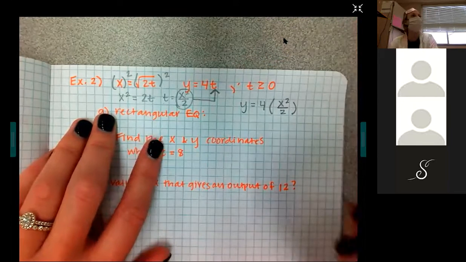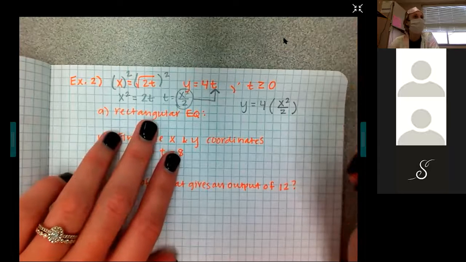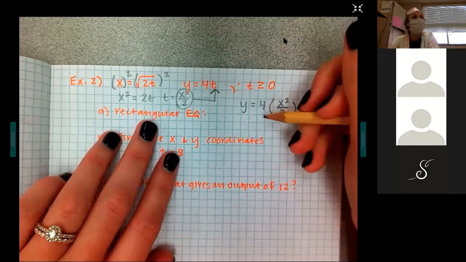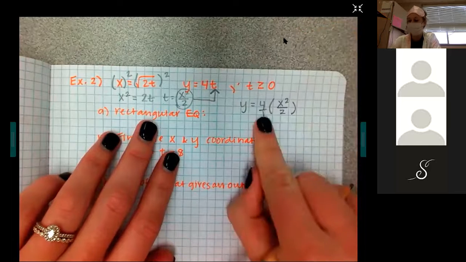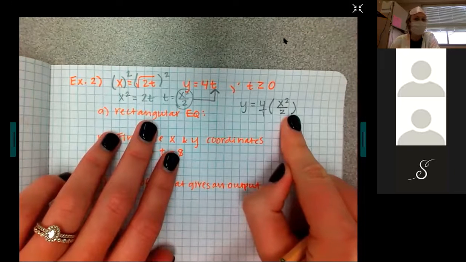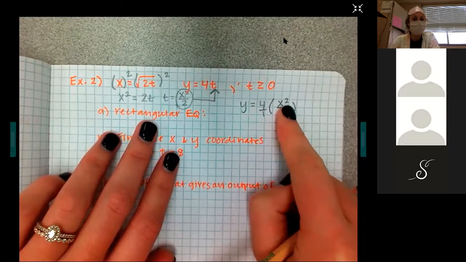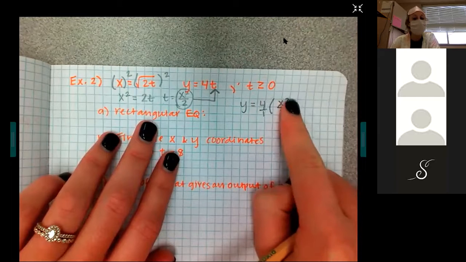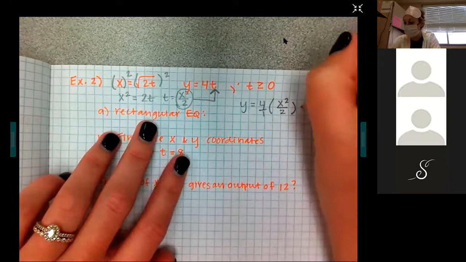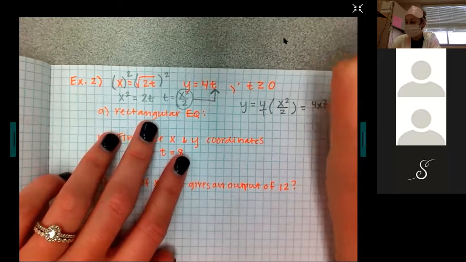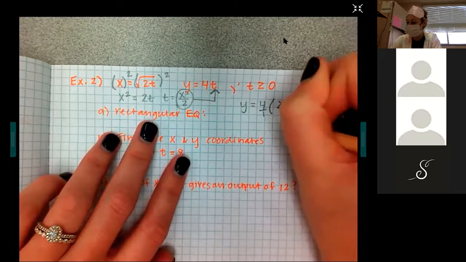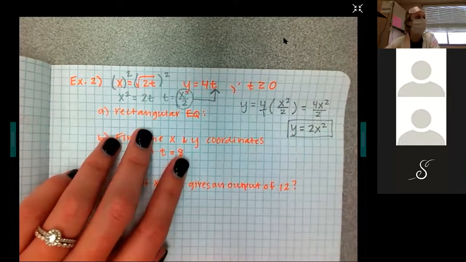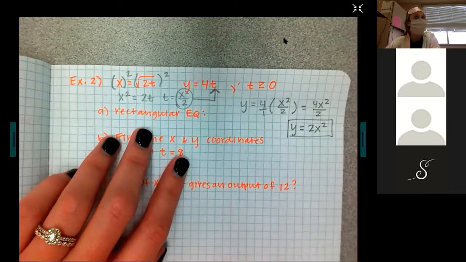And then this is where some of y'all messed up. So make sure you're paying attention. 4 has what as its denominator? 1. So denominator times denominator, 1 times 2 is 2. Numerator times numerator. So you're going to get 4x squared over 2, which reduces to what? Very good. So this is your rectangular equation. Yes, ma'am.